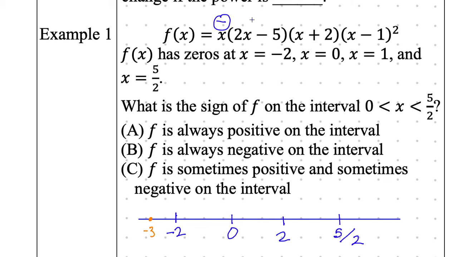It is indeed a negative. Next we have -3 being plugged into x plus 2. Is that a positive or a negative? No. It is a negative again. And our final question is a trick question. When I plug in a -3 into x minus 1 squared, do I have a positive or a negative?